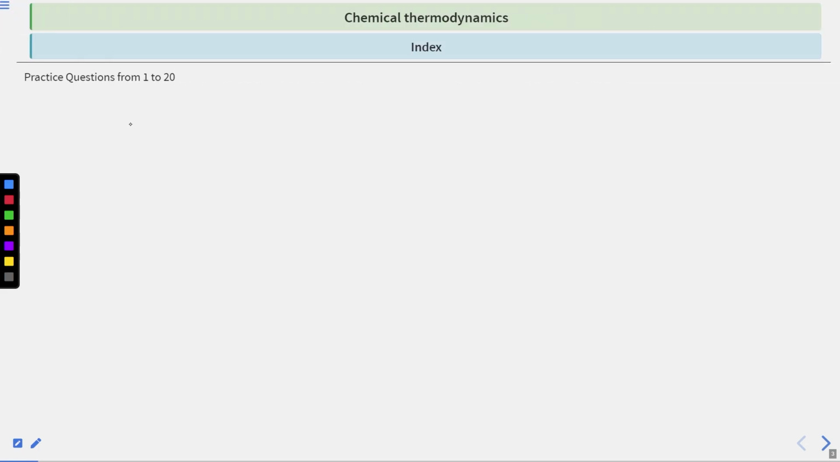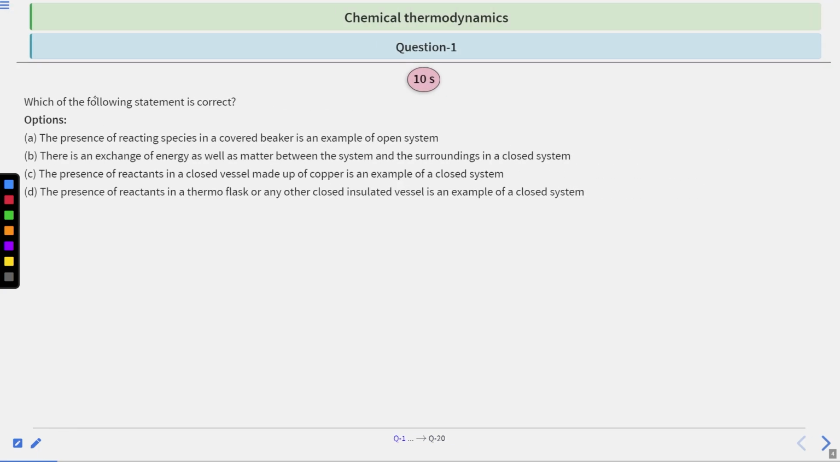So this is our index slide and we will see today some practice questions from question number 1 to question number 20. So let's start from question number 1.